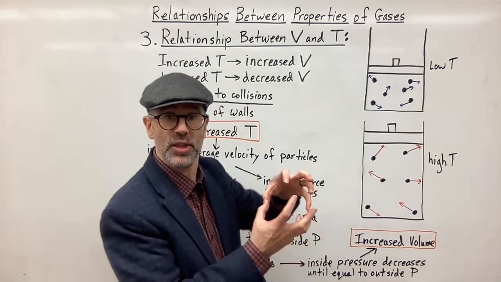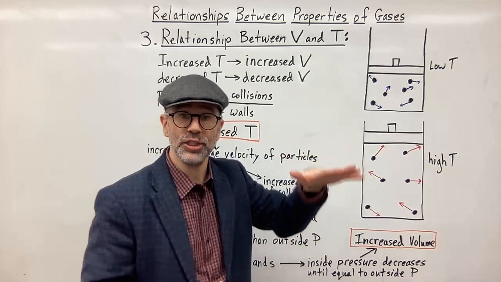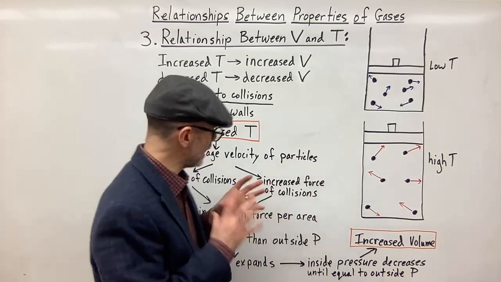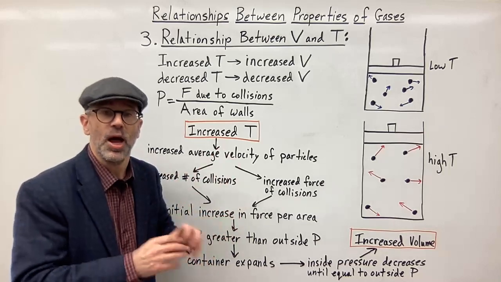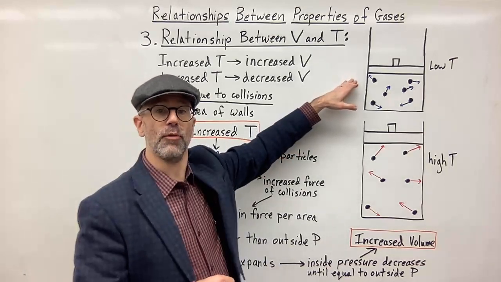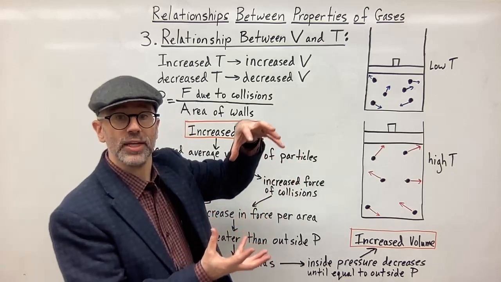So what happens when the volume increases? What happens to pressure? Pressure decreases, right? So the initial pressure of the container is going to go up, but because we have a movable piston that can change the volume, the volume is going to change.